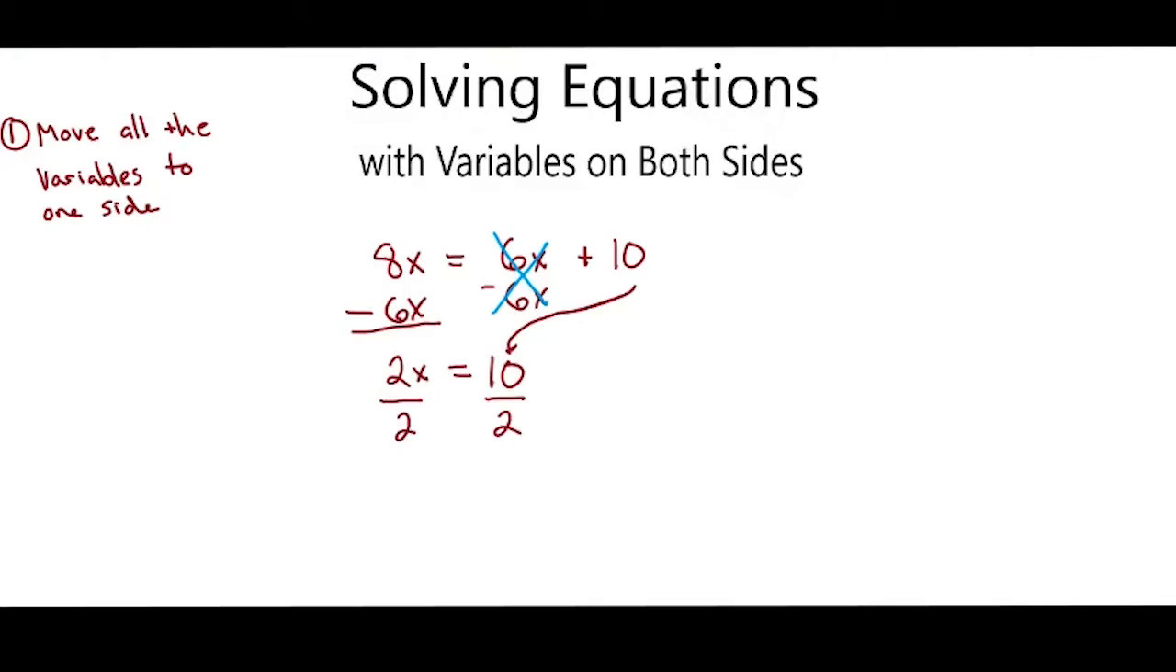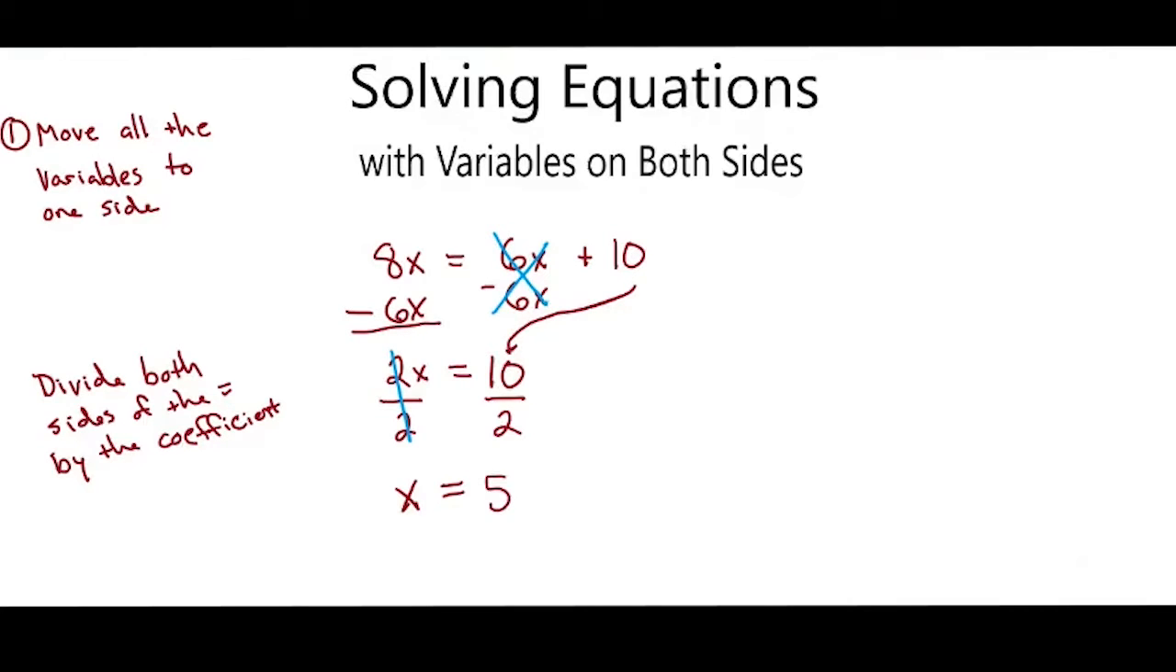So that means our next step in this problem would be to divide both sides of the equal sign by the coefficient. So the coefficient, remember, is the number multiplied by the variable. So divide both sides here by 2. Those 2's cancel, and I'm left with x equals, well, I have 10 divided by 2. 10 divided by 2 is 5.